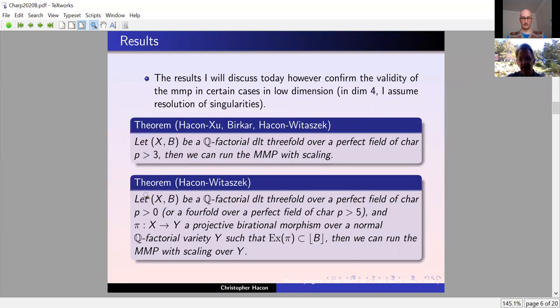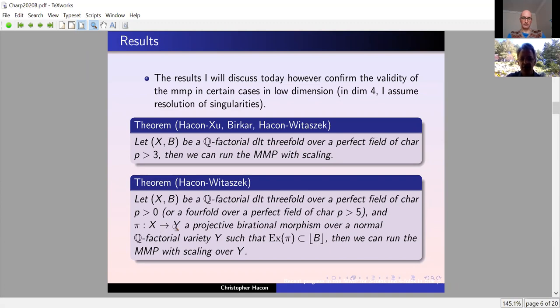And in fact, in the next theorem, you see that if we assume some extra condition, we can prove the minimal model program for all characteristic P for threefolds and for fourfolds in characteristic P greater than 5. So let me get to the statement in detail. We consider a Q factorial DLT threefold over a perfect field of characteristic P greater than 0. And again, if it's a fourfold, we have to assume that characteristic is greater than 5.